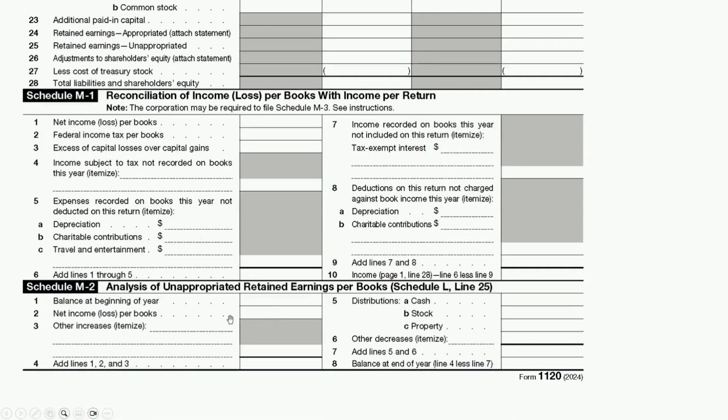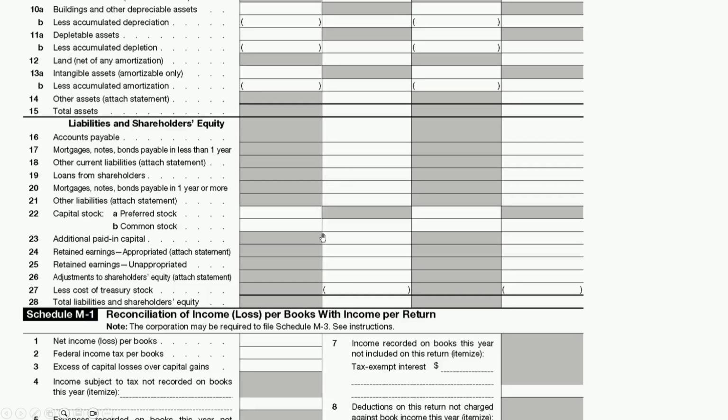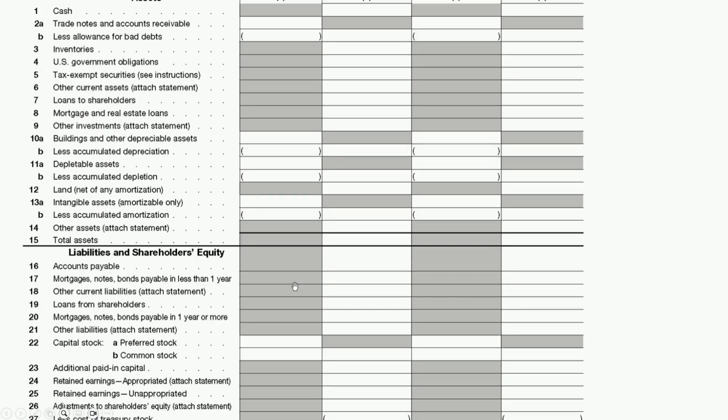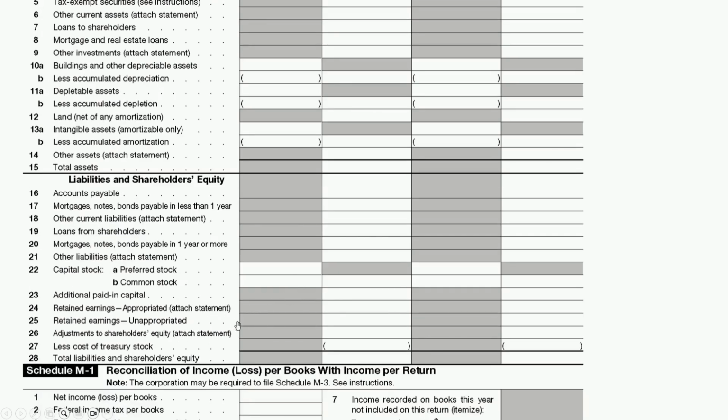Then Schedule M2 is an analysis of unappropriated retained earnings per books. So you're going to say, what were those retained earnings at the beginning of the year? Then you're going to have your increases, your decreases, and show what were the retained earnings at the end of the year. And again, that will tie back up here to Schedule L, where we show your unappropriated retained earnings at the beginning of the year and the end of the year.